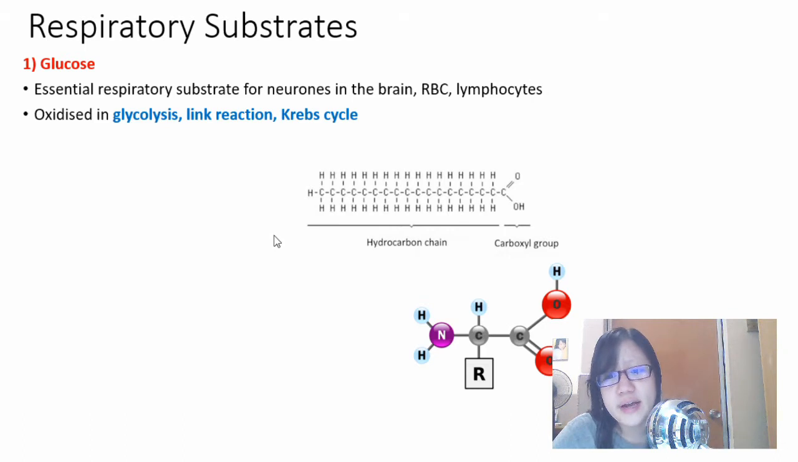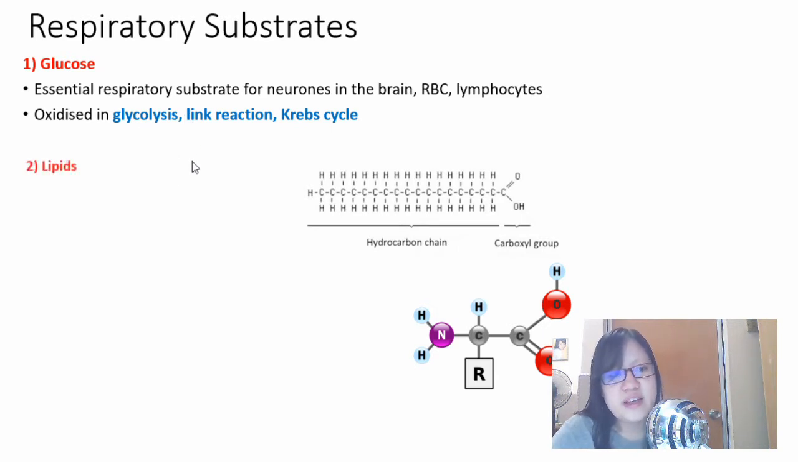Okay, anyways, glucose is oxidized in glycolysis, link reaction, and the Krebs cycle. Oxidative phosphorylation is not in this list because oxidative phosphorylation does not oxidize glucose. It takes the NADH and the FADH2 and turns it into ATP, right? Glucose is not oxidized there. Glucose is only oxidized in glycolysis, link reaction, and the Krebs cycle.